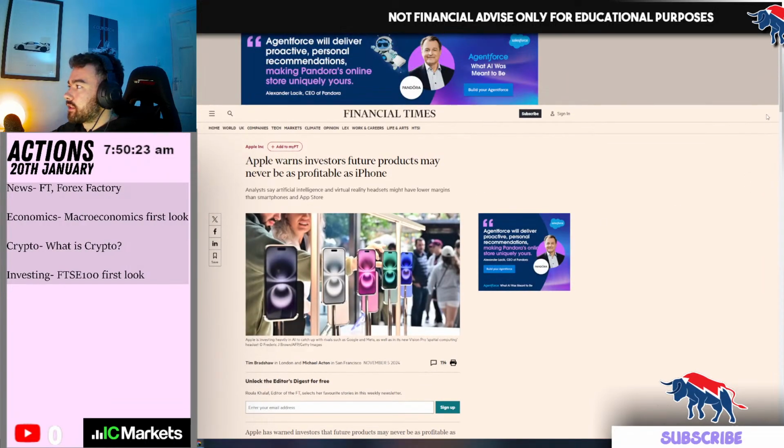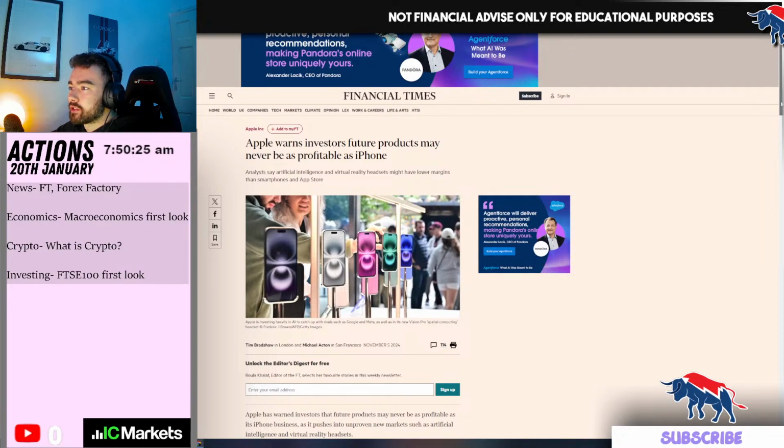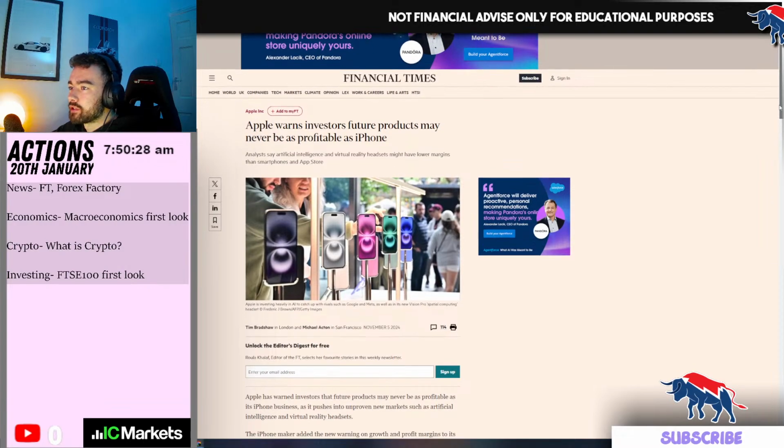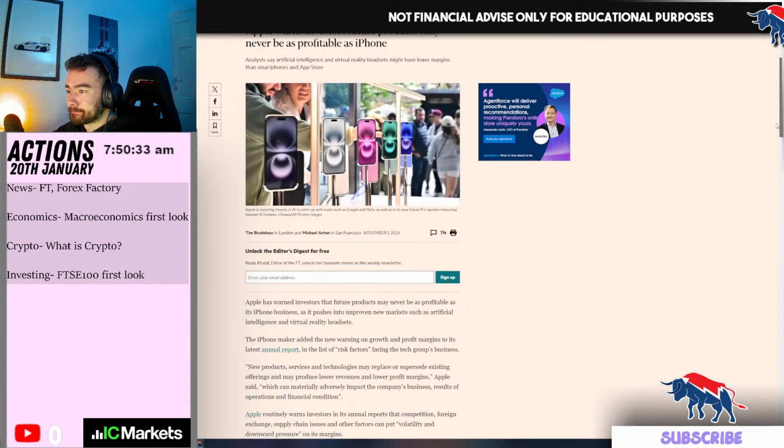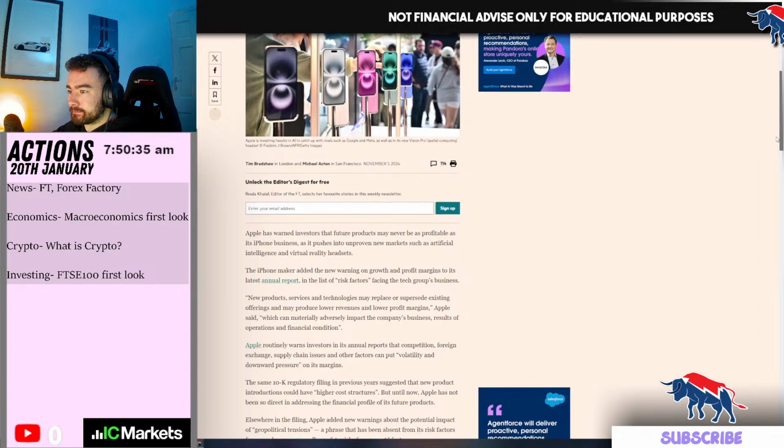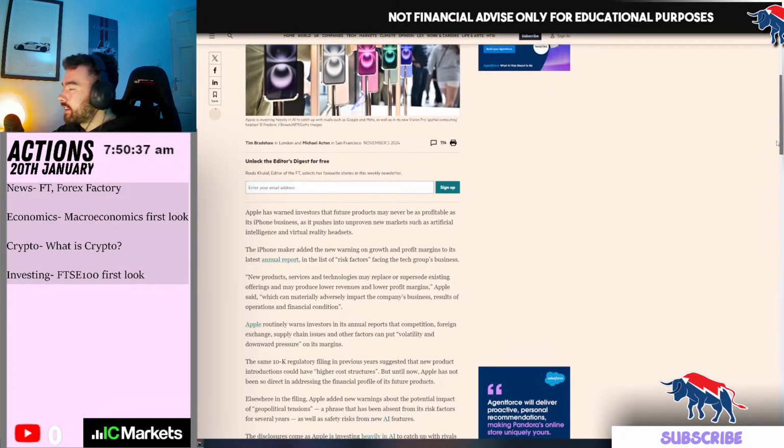Analysts say artificial intelligence and virtual reality headsets might have lower margins than smartphones and the App Store. So they've already in November warned investors that future products may never be as profitable as its iPhone business as it pushes into unproven markets such as artificial intelligence. Why would they be saying that? Is it because the financials are not looking as good and you're gauging a little risk? Interesting.